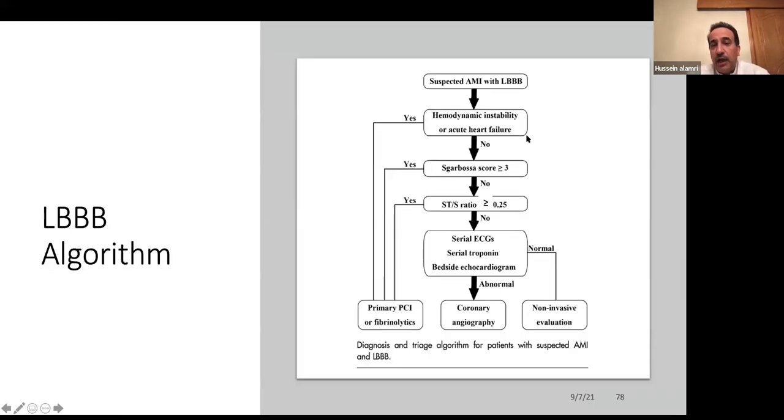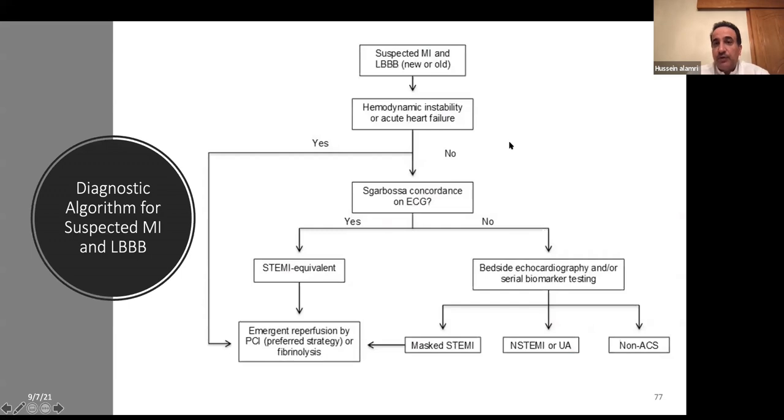So how do you diagnose MI in left bundle branch block? According to the ESC and ACC guidelines, they consider this algorithm. In patients with left bundle branch block, if he's hemodynamically unstable, and there is acute heart failure, pulmonary edema, or electrical instability, then you triage him to the cath lab and you treat him like non-ST elevation MI.